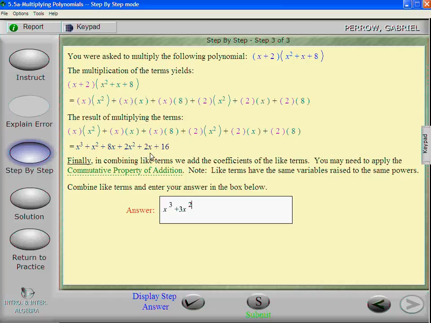8x and 2x, those are our x to the first power terms. We're going to end up with a plus 10x. And then the constant is 16. There's nothing else to combine with that for regular numbers. So our final answer, x cubed plus 3x squared plus 10x plus 16 is the product.